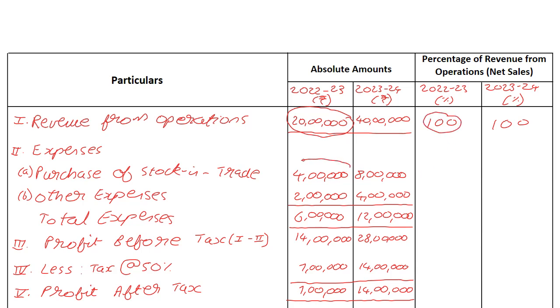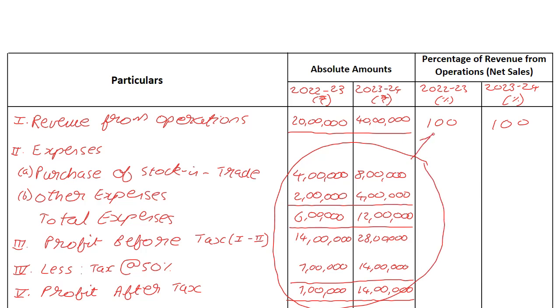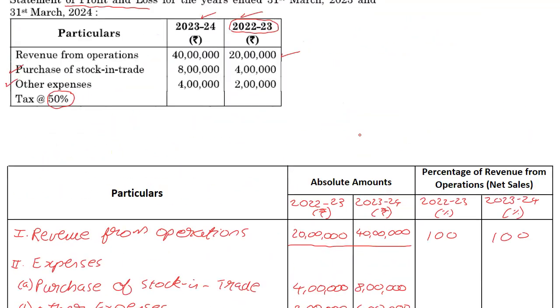So then purchase of stock in trade, which is 4 lakhs, is X. Again, we have to solve for X, cross multiplication. But if you really want a formula, at every given point, all of these numbers are multiplied by 100 and divided by revenue from operations. So if you really want a formula, I can give you a formula.